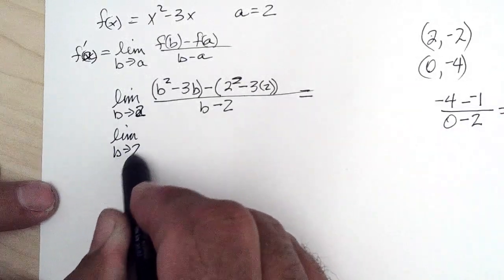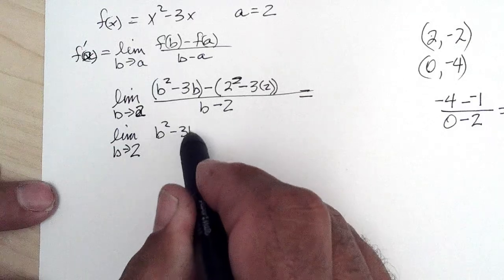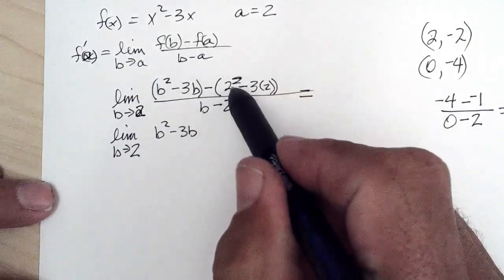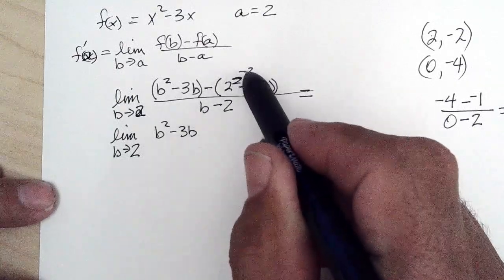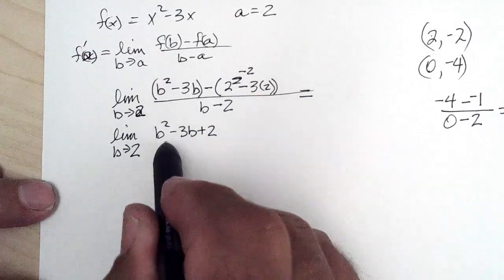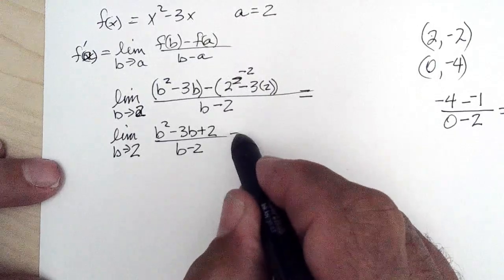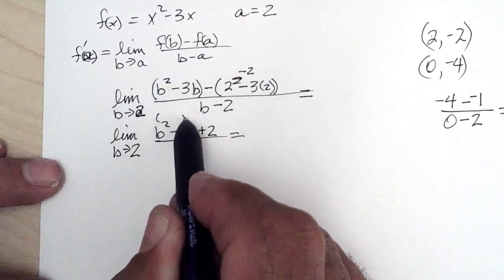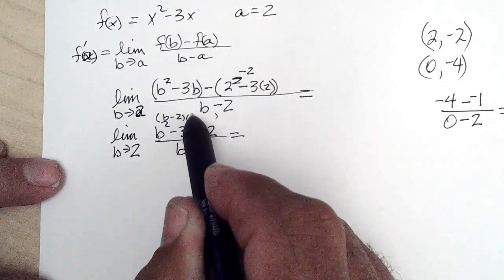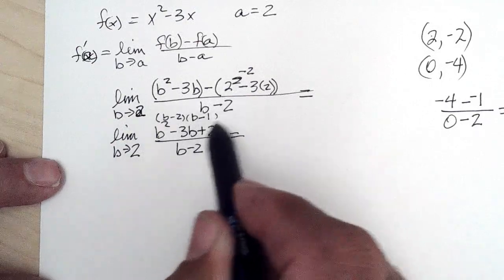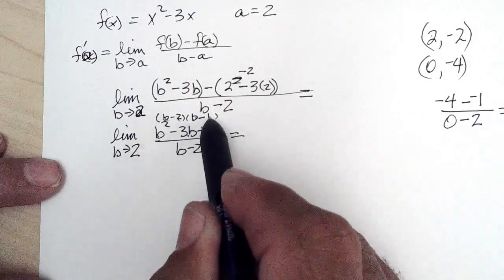I'm not taking the limit yet, so I have to rewrite that. So I've got b squared minus 3b. Let's see, this is 4 minus 6, which is minus 2. So I have minus a minus 2, which is plus 2 over b minus 2. And this factors to b minus 2 and b minus 1. b squared minus 2b minus b is minus 3b plus 2.